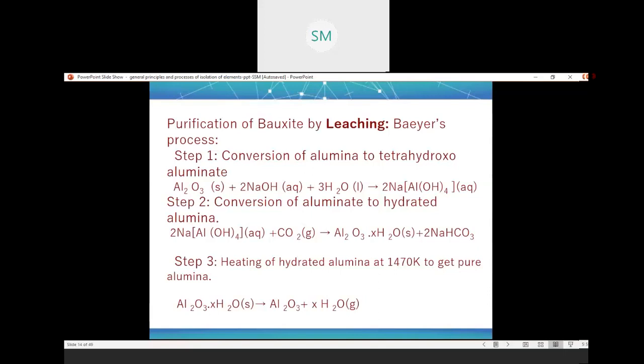Second step is conversion of aluminate to hydrated alumina by passing carbon dioxide through the aqueous solution of sodium tetrahydroxoaluminate. Along with hydrated alumina, sodium bicarbonate also will be formed. Hydrated alumina is recovered and it is heated at a temperature of 1470 Kelvin to get pure alumina. Al2O3.xH2O gives Al2O3 plus xH2O.